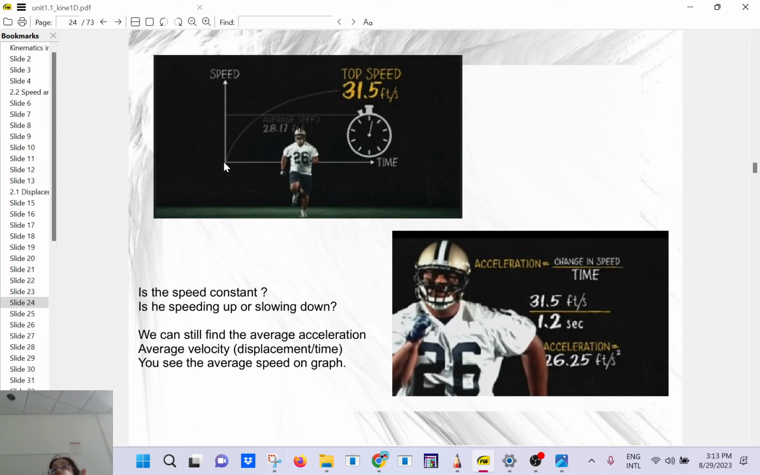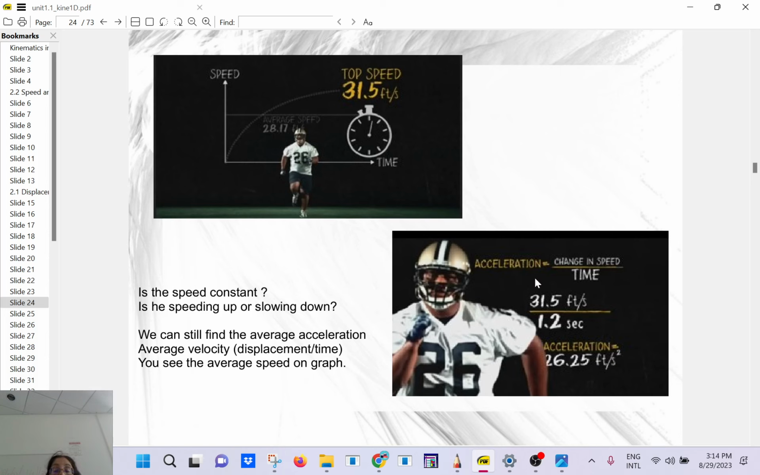And then there is only so much faster that you can go. And then you're going to move at a constant speed. You cannot go faster forever. So you see the speed is increasing, but it increases at a slower and slower rate. And here you have your top speed.